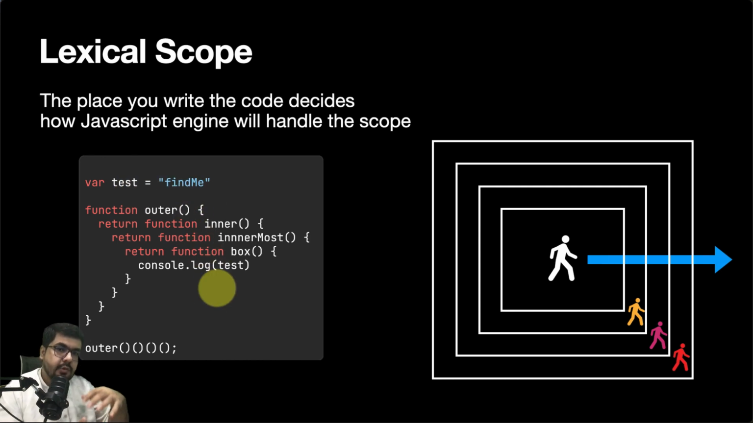So lexical scope is a concept in which you break the box and go one step forward, right? So let's say what will happen if this test variable is defined inside this innermost function, right?